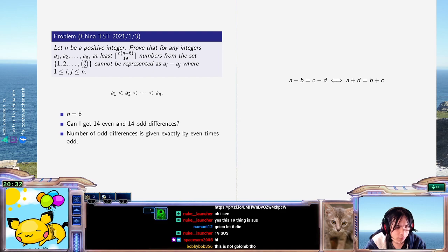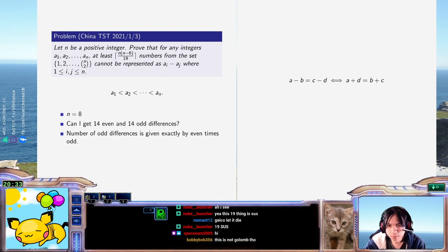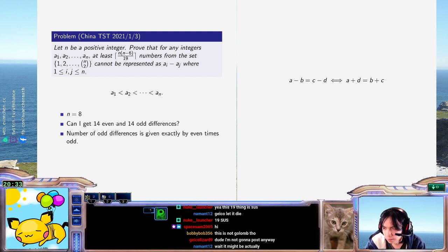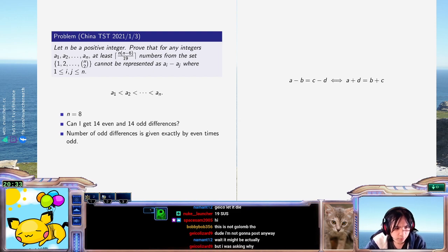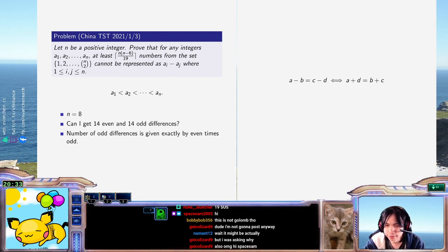This is not Golomb though, is it not? Like for small n, wait, is this not? Wait, what did I miss? At least for small n, I think it's like a perfect Golomb ruler or something. And basically the theory of perfect Golomb rulers says that for n at least 5, for 5 or more marks, you cannot get every integer.